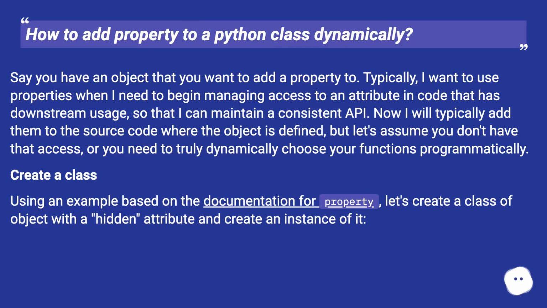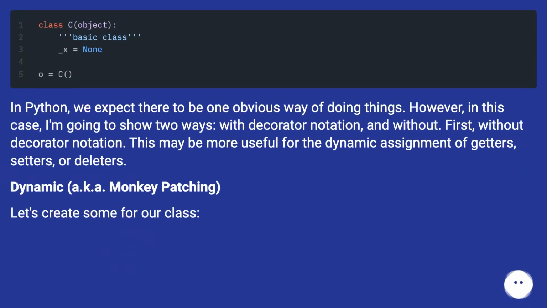Create a class. Using an example based on the documentation for property, let's create a class of object with a hidden attribute and create an instance of it. In Python, we expect there to be one obvious way of doing things. However, in this case, I'm going to show two ways, with decorator notation and without. First, without decorator notation. This may be more useful for the dynamic assignment of getters, setters, or deleters.